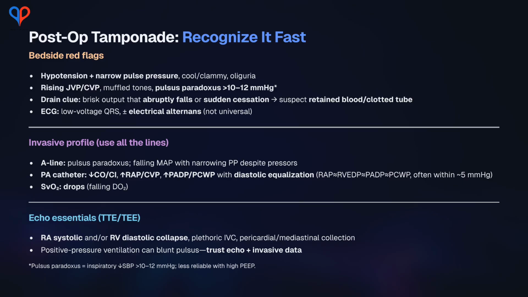To elaborate, you will see cardiac index fall and an increase in CVP, and right atrial pressure, right ventricular end diastolic pressure, PA diastolic pressure, and wedge pressure converge to within approximately 5 millimeters of mercury. Mixed venous trends down as delivery collapses. Echo confirms the physiology with right-sided chamber collapse and a tense collection. Remember, ventilator pressure can hide pulses, your invasive trends and echo won't.